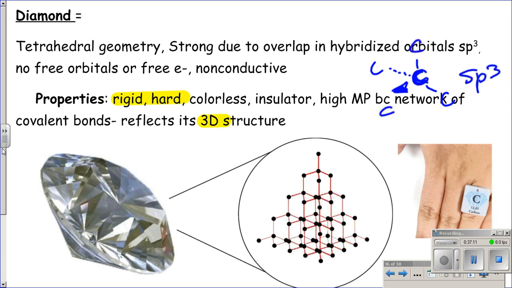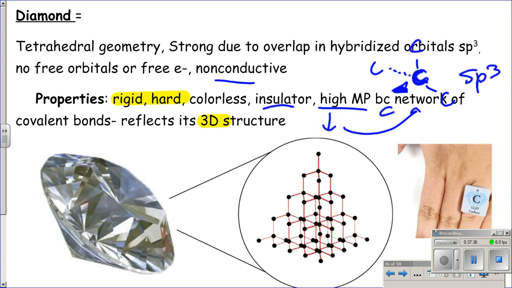So the properties that come from that structure are non-conductive, aka they're insulators. Non-conductive also means insulators. They have an extremely high melting point simply because of the network of bonds that would have to be broken to actually take that solid down to liquid form. So all the properties reflect the 3D structure centralized around one of those carbons.